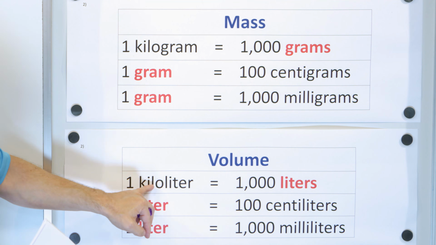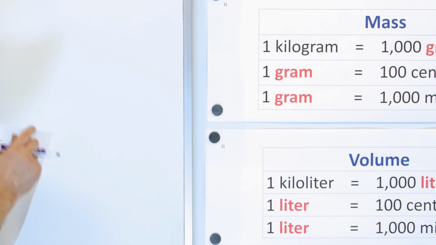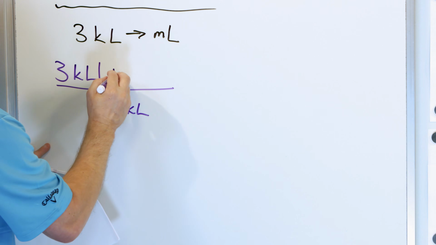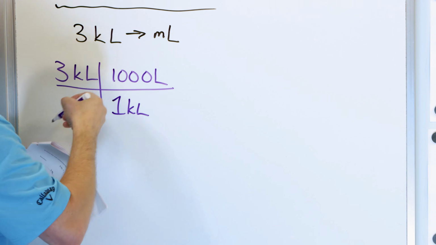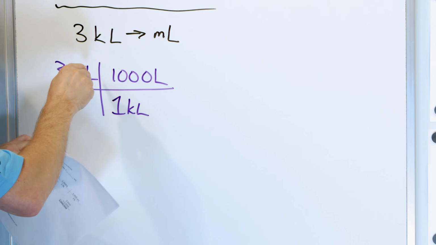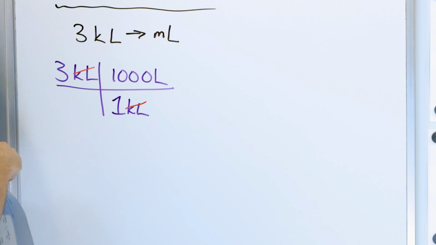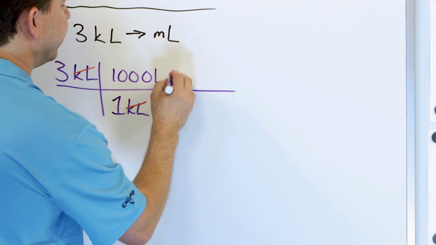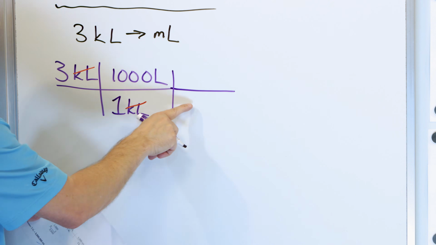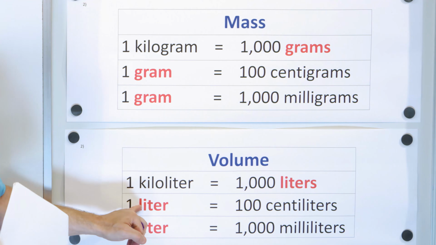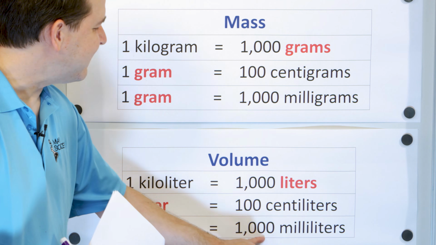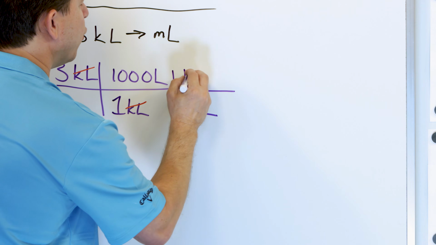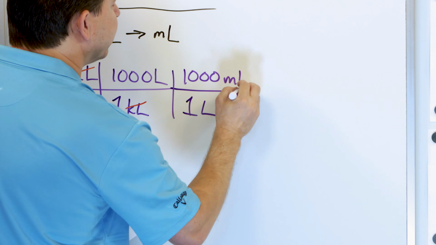So we know that 1 kiloliter is 1,000 liters because kilo means 1,000. So 1 kiloliter, we write it down on the bottom, is 1,000 liters. We write it down this way because this is the only way kiloliters cancels. If we stop the calculation here, we'll just get liters, but we don't want liters, so we continue. We go from liters to milliliters. 1 liter is 1,000 milliliters. Okay, we're at 1 liter on the bottom, 1,000 milliliters on the top.